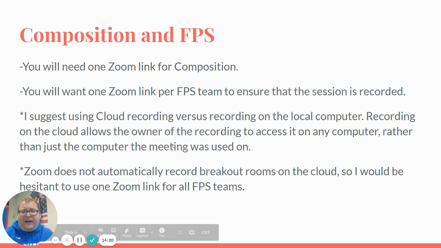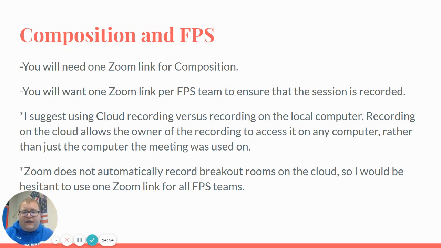For composition and FPS, you'll need one Zoom link for composition. The gallery view on Zoom can show around 25 people. So for any of your districts, you're not going to have that many students to where you're not going to be able to see them all at once. So that would work for one Zoom link. If you are hosting region, and there are 4 districts in your region and each one has 5 students, that's 20 students plus whatever number of officials you have. You may want to think about having 2 Zoom links, but it's up to you.